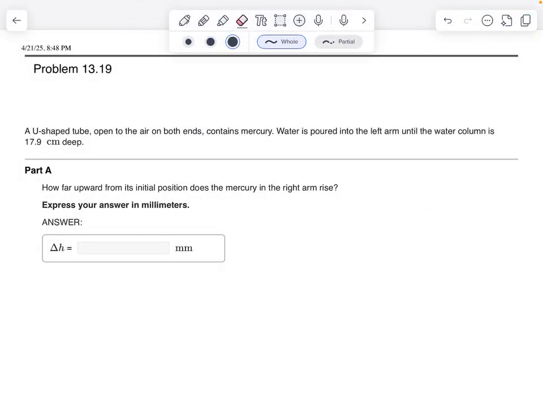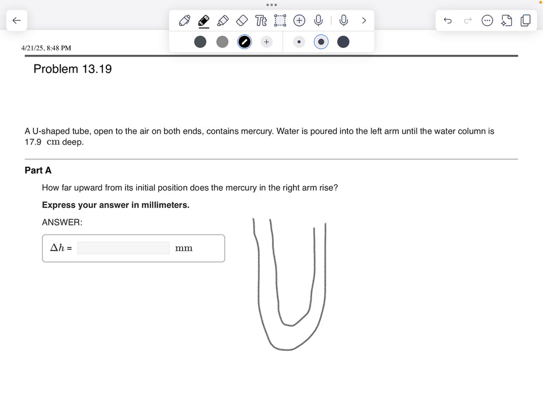All right, so this one gets a little bit tricky to work with, but let's just see if we can't figure this out. So if we consider that we have a U-tube, and it's filled with mercury right now. So it is, we're going to assume, level with mercury, okay? And then we're going to put some water in the left-hand side.